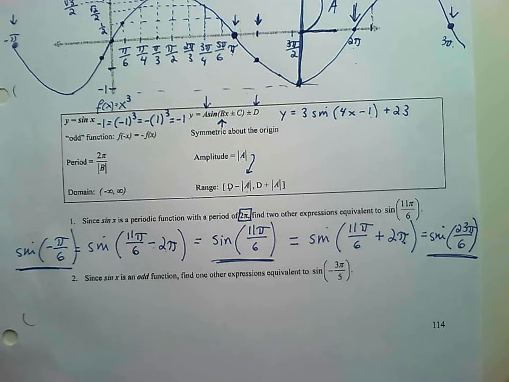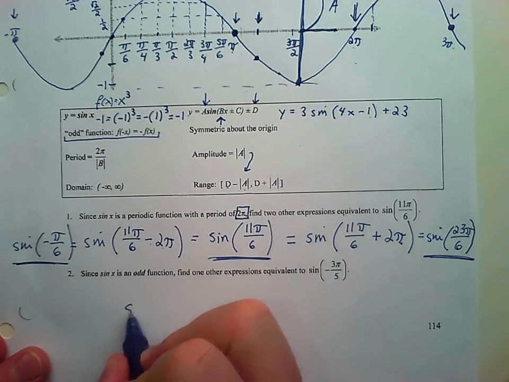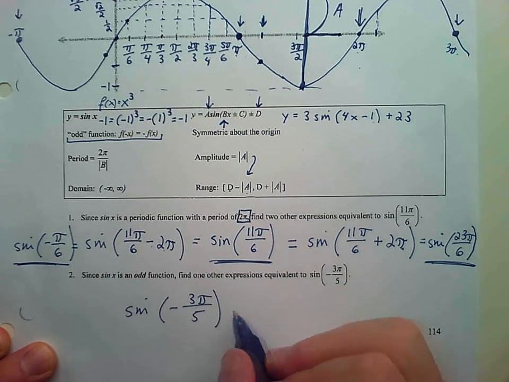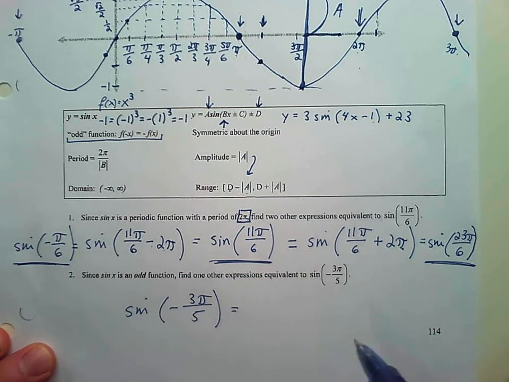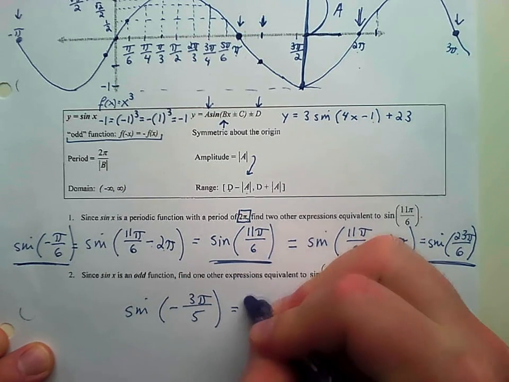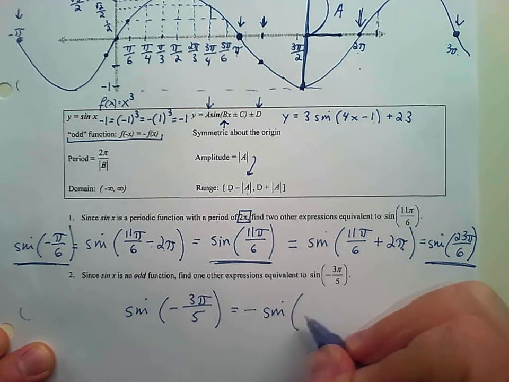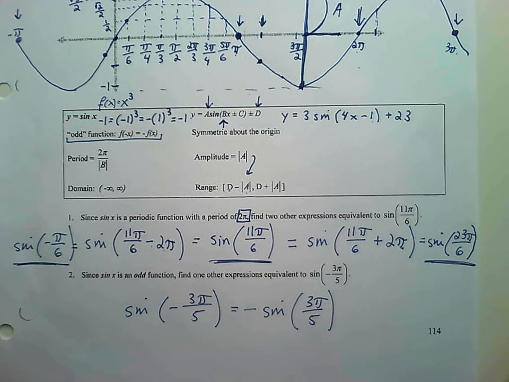For number 2, it says, since sine of x is an odd function, find one other expression equivalent to sine of negative 3 pi over 5. Well, remember our definition for an odd function, which we have right here. If we're starting off with sine of negative 3 pi over 5, what the definition of an odd function is saying is we can take this negative sign and simply move it out front. Take this negative sign, move it out front, and these two statements are equivalent.